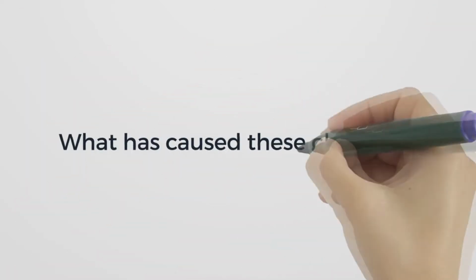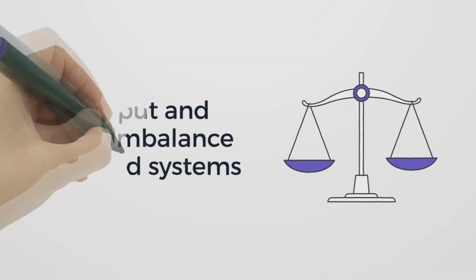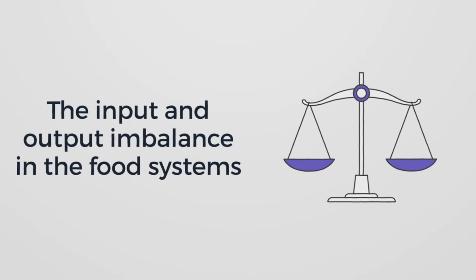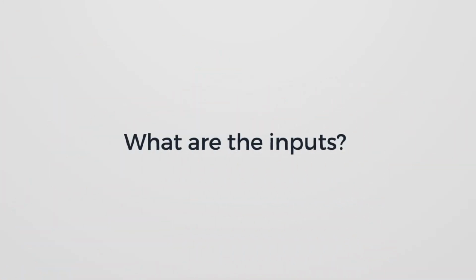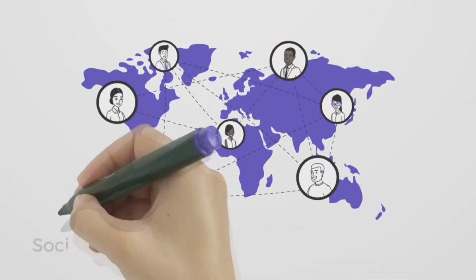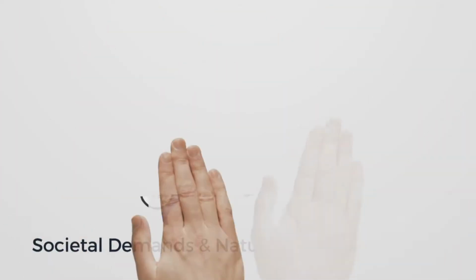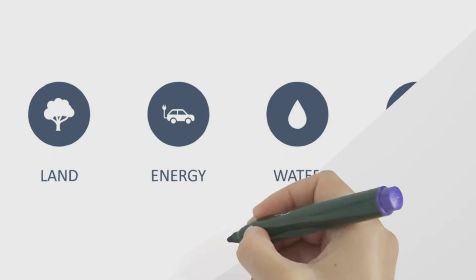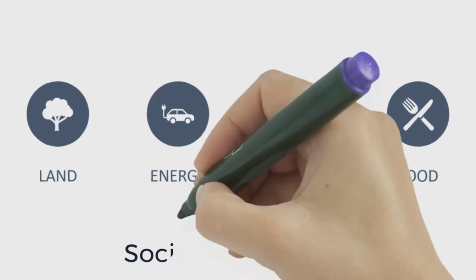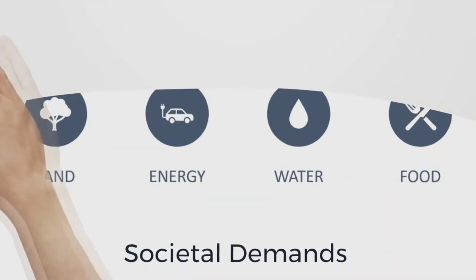What has caused these changes? The imbalance between input and output in the food systems has caused these environmental changes. Well, what are the inputs? The inputs are societal demands and the usage of natural resources. Examples of societal demands are human consumption such as land, energy, water, and food.